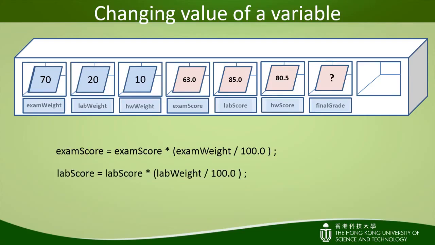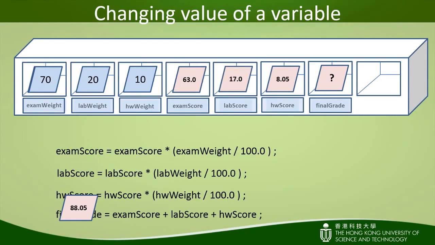Similarly, the values for lab score and homework score would be updated, and finally, final grade would be computed by adding the updated values for exam score, lab score, and homework score. The resulting value of 88.05 would then be assigned to the memory space for final grade.